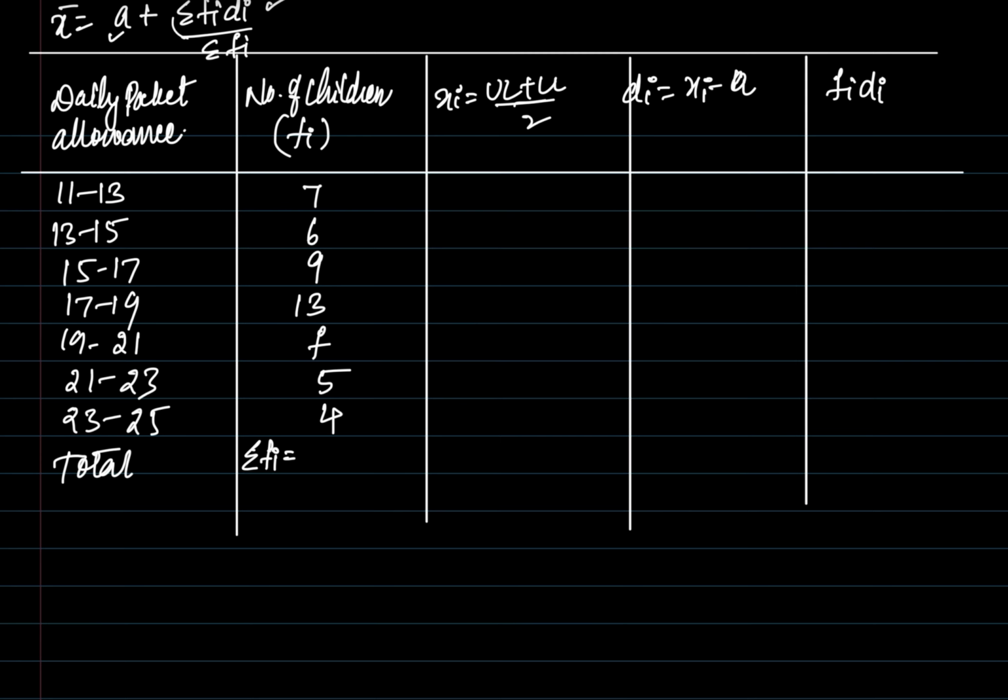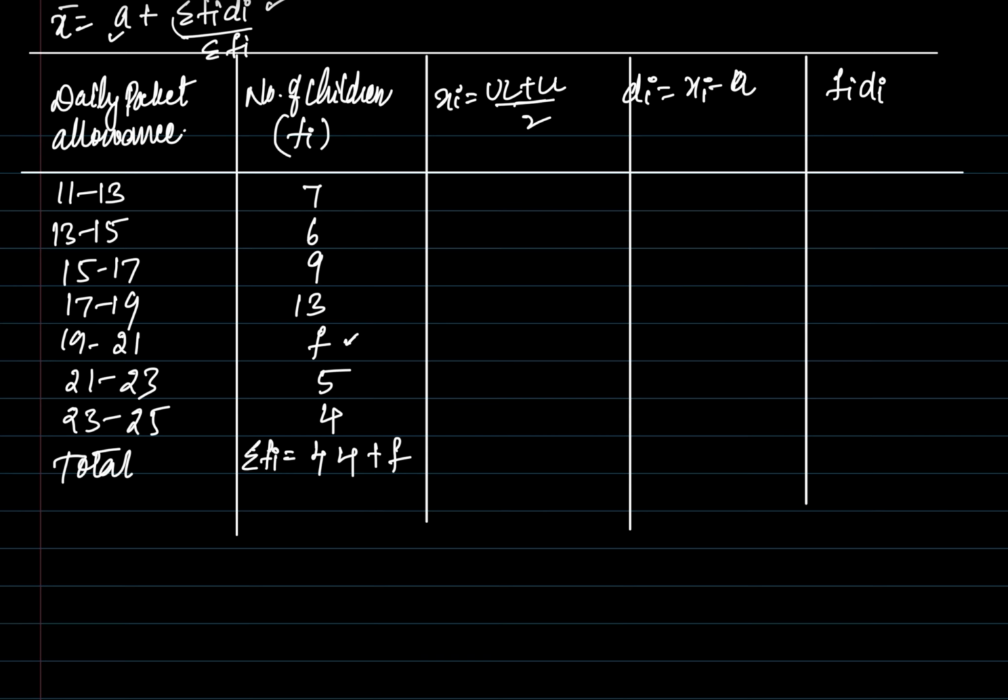For finding sigma fi: 5 plus 4 is 9, 9 plus 3 is 12, 12 plus 9 is 21, 21 plus 6 is 27, 27 plus 7 is 34, 4 and 3. 3 plus 1 is 4, 44 plus this f. So sigma fi value is 44 plus f.